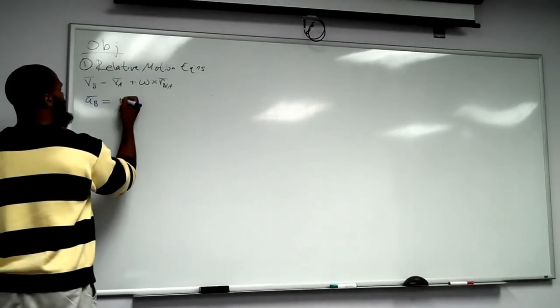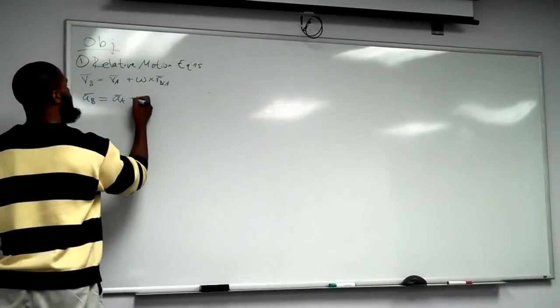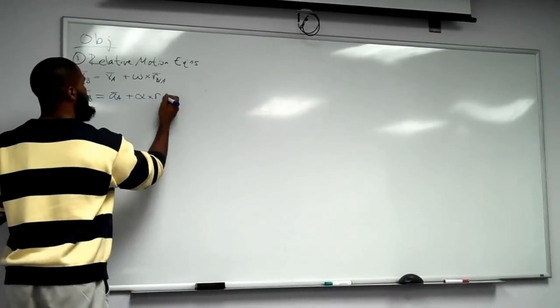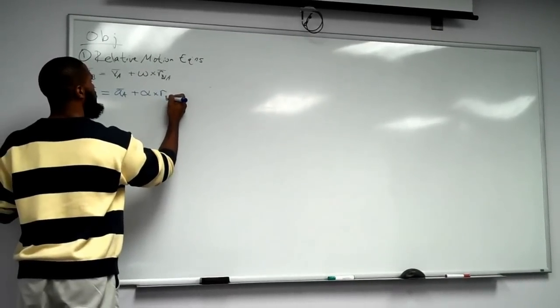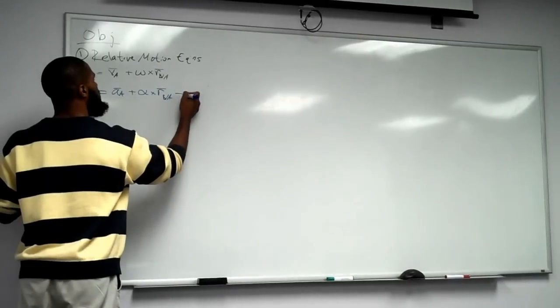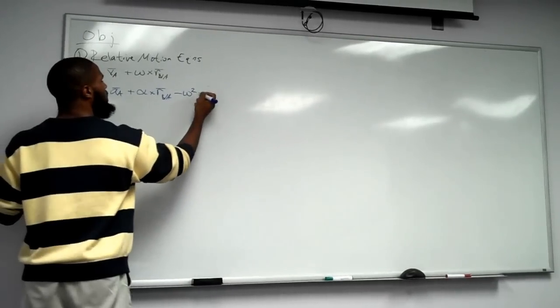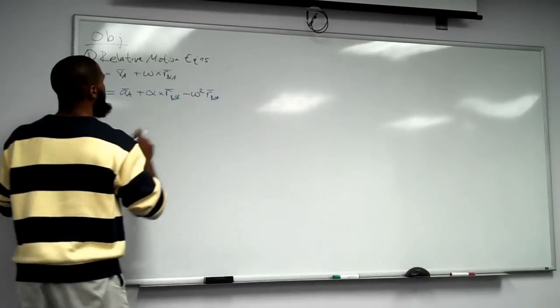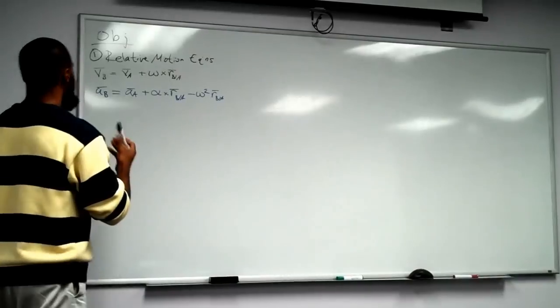Okay, so then it's going to become the acceleration of A plus the angular acceleration of the body cross the position vector to B from A minus the angular velocity of the body times the position vector to B from A. Okay, so that's one objective of today's lecture.